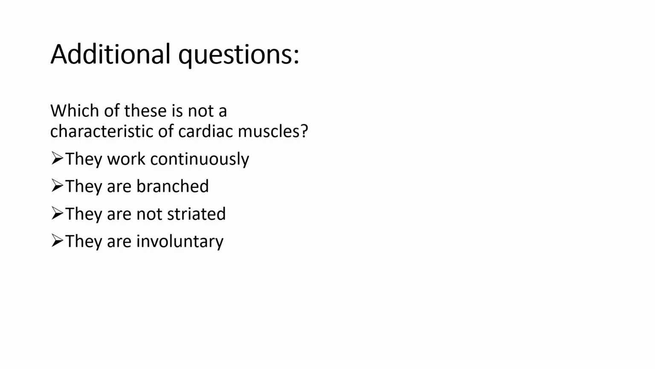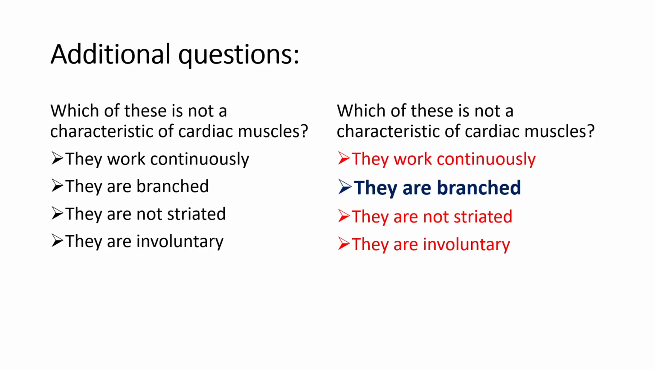The cardiac muscle cells bear striations, they work continuously, and they are not under our voluntary control. Let's see what the right answer should be. Option B is the wrong statement, that is, they are branched, because cardiac muscle cells are not branched. The rest of the options are correct. That is, they work continuously, they are striated, and they are involuntary.